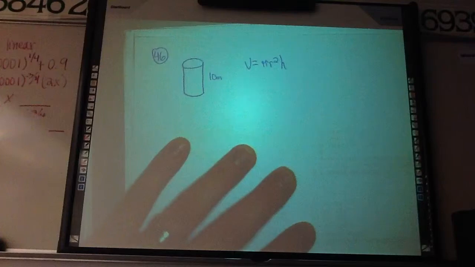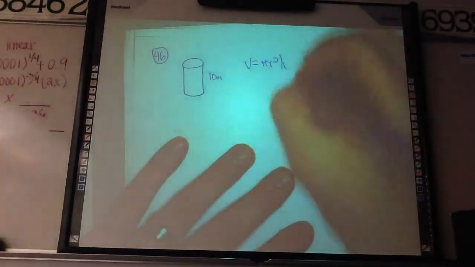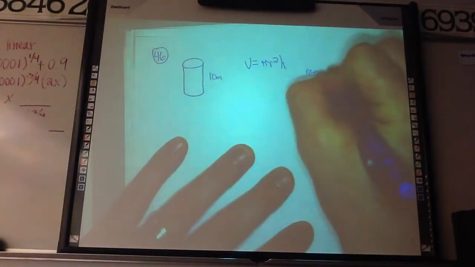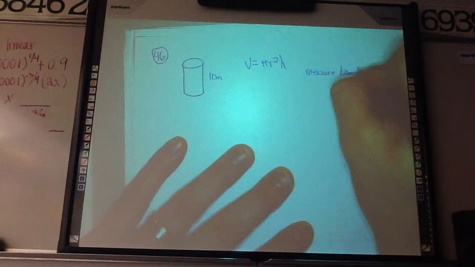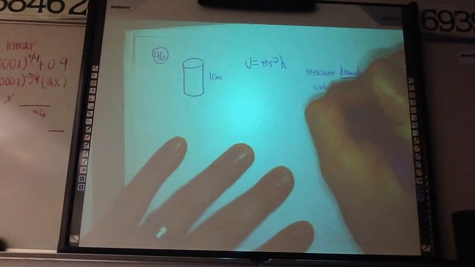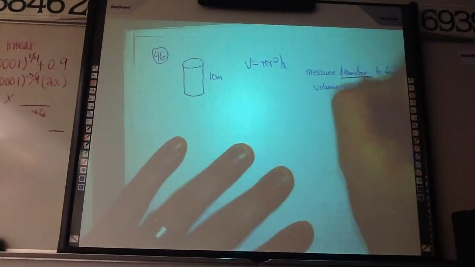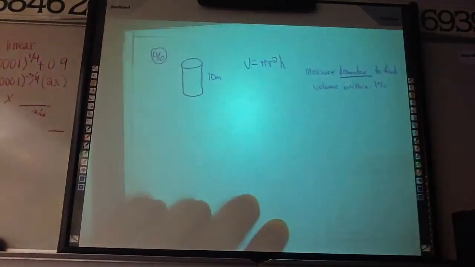So what do we want to measure? The diameter. The problem asks how accurately must you measure the diameter to find the volume within 1%. So do you want to put diameter into your volume equation? Instead of using radius, we're going to use diameter.